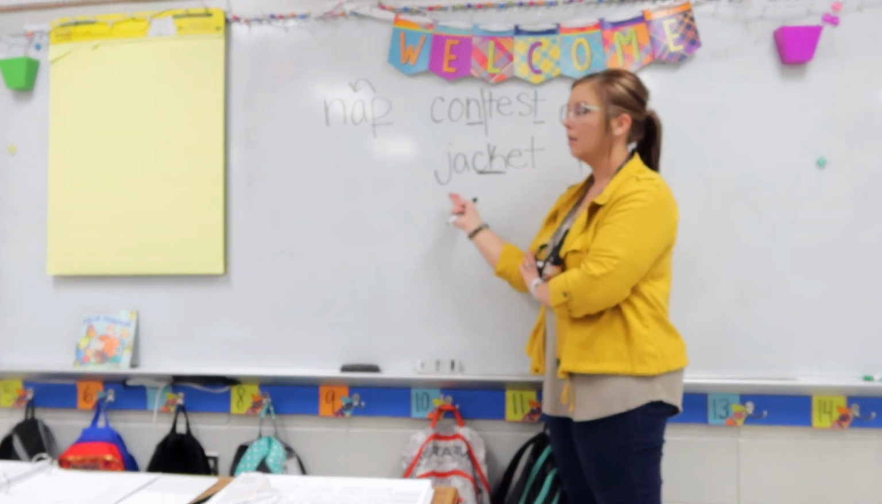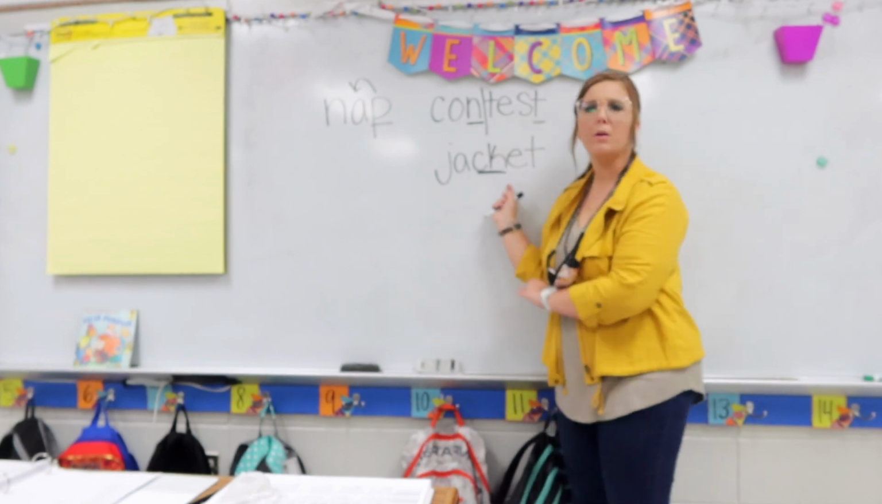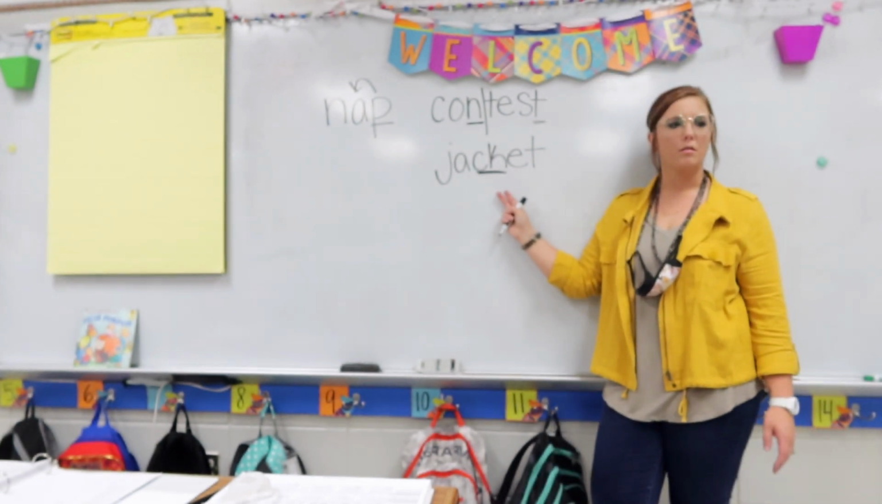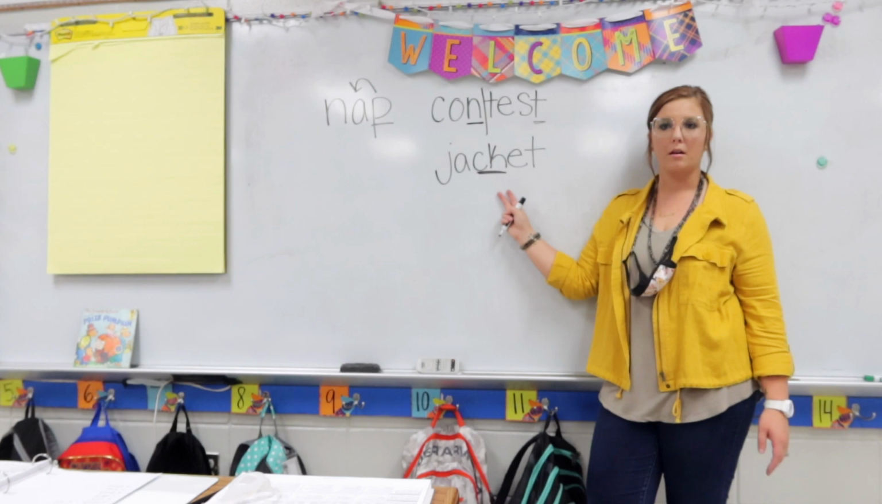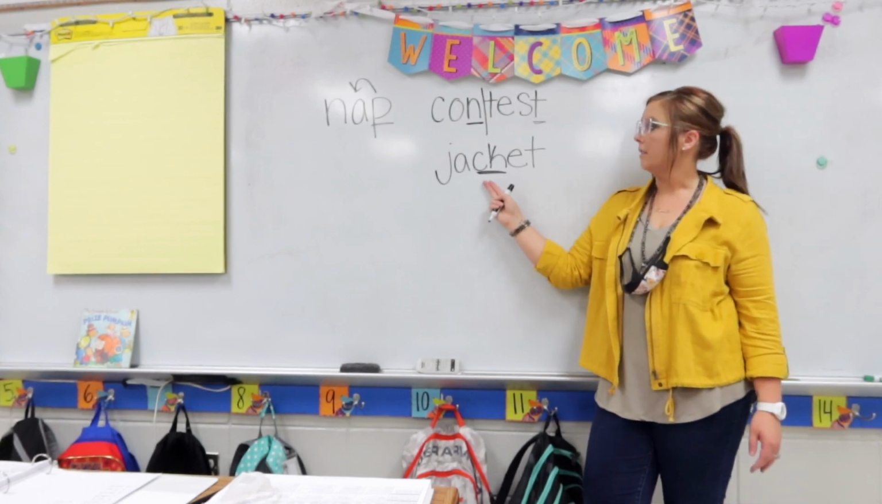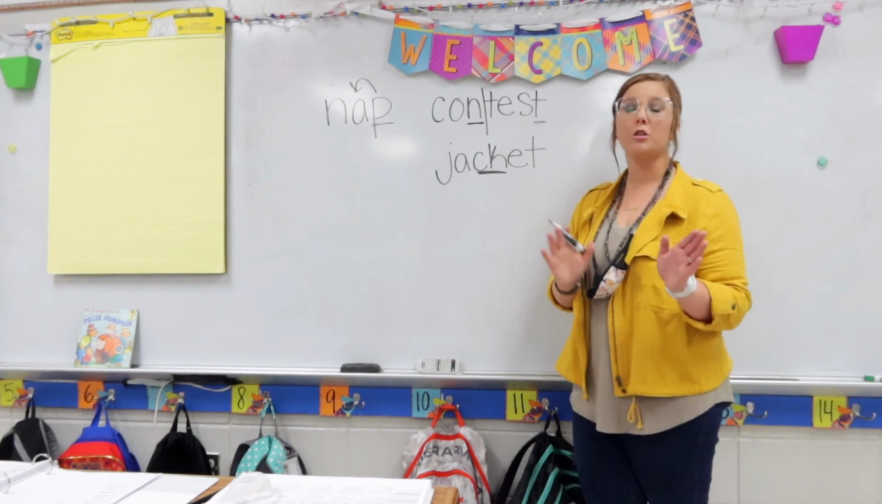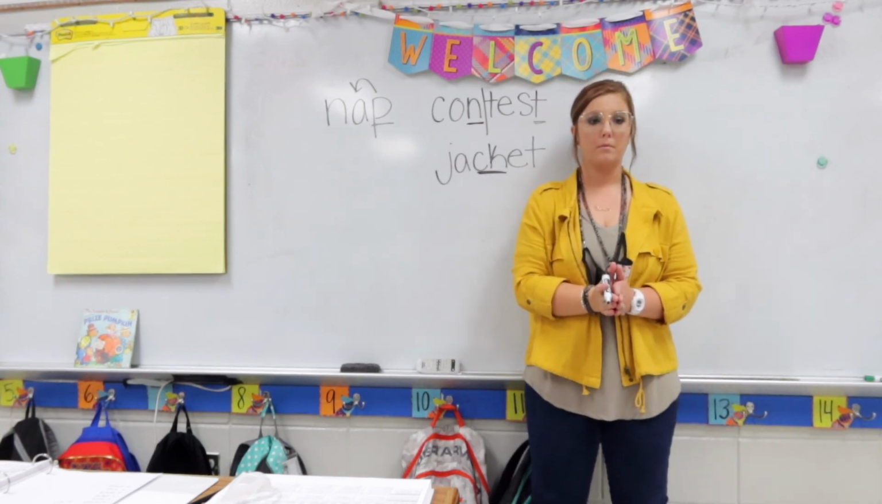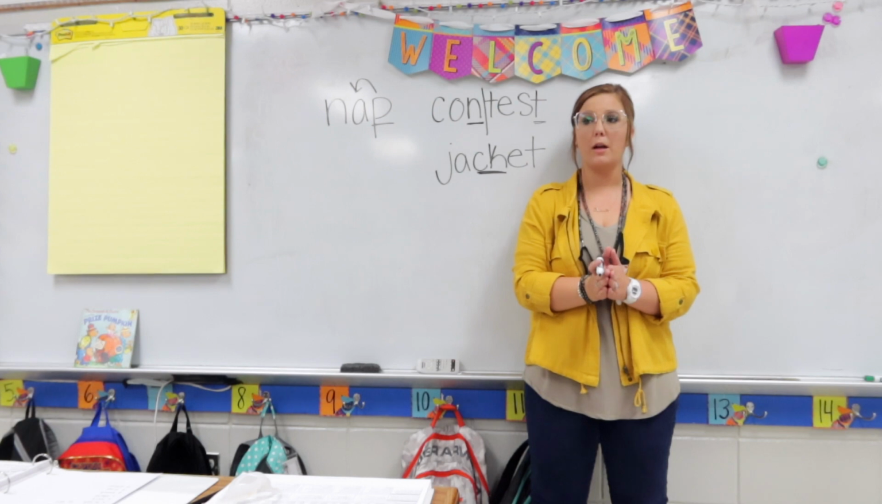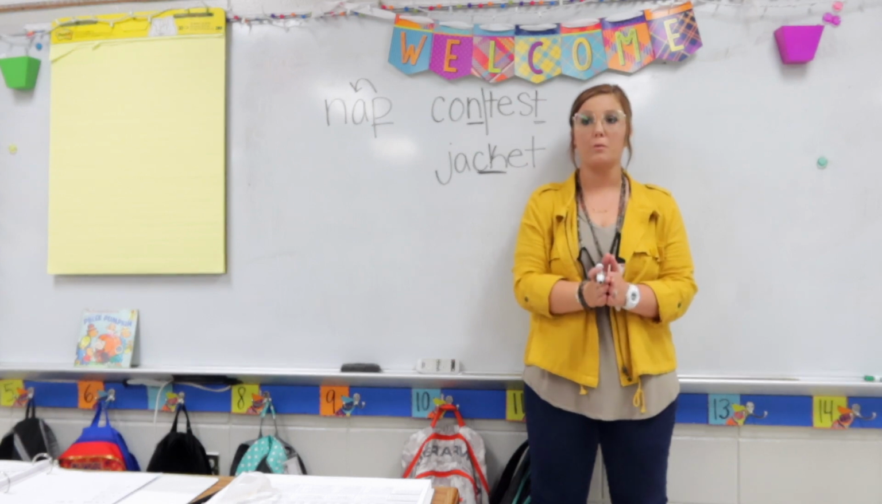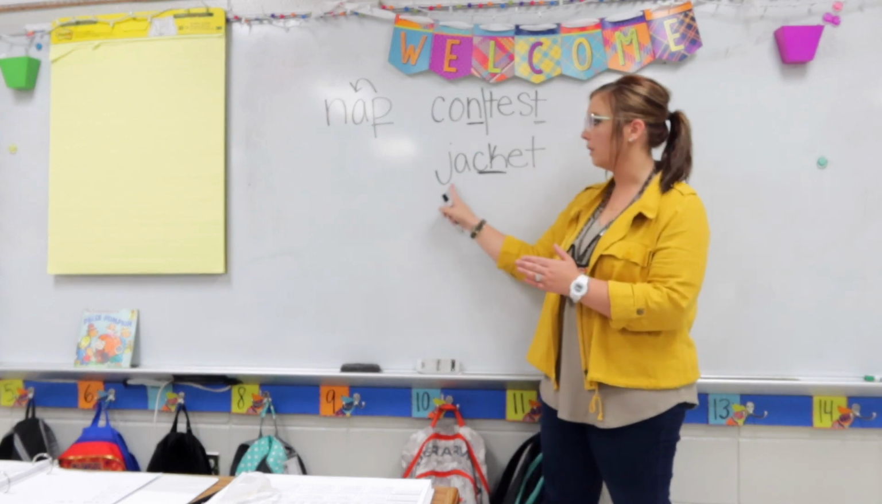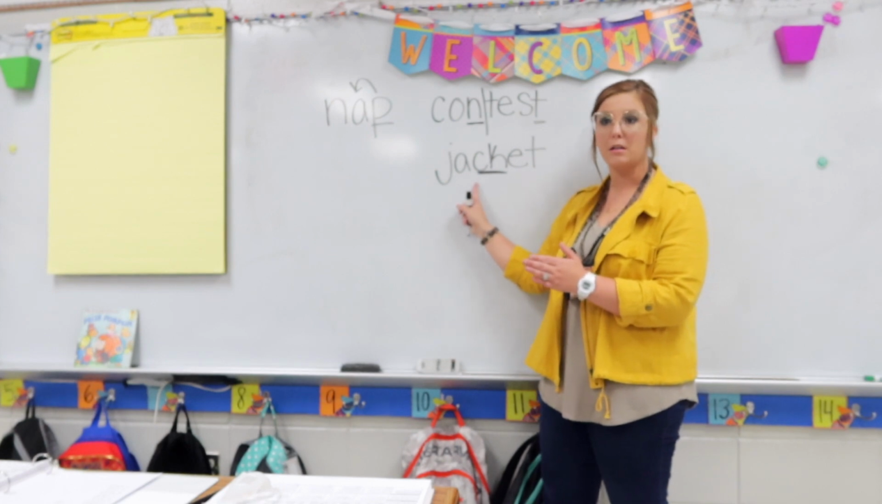Jacket. So, where would we separate this word to show the different syllables, Emma? Between C and K. No. You don't split your digraph. Each syllable has to have a what? Every syllable has to have a vowel sound. So we cannot split it between J and A. The A is part of the first syllable.